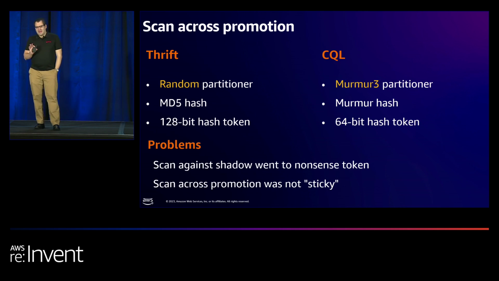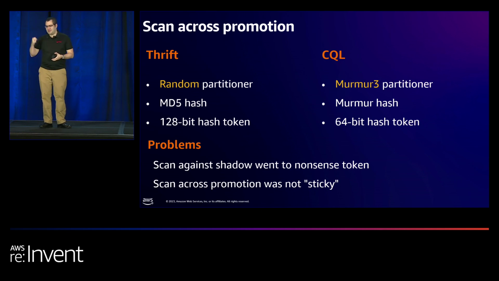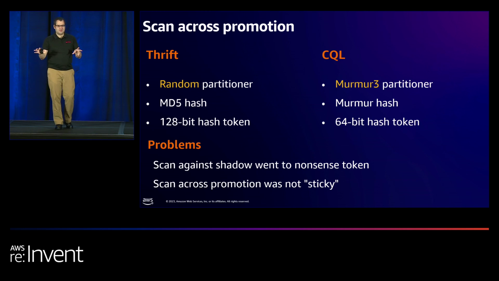But this is problematic when you're trying to shadow scans across these two data sets. In particular, if you had a primary that was Thrift and you were shadowing the same scan to CQL, the CQL implementation would decode the page token and would see a 120-bit hash token and be like, well, that's a completely invalid ring position. So the scan would go to a nonsense token. Even if you normalize the tokens to 64-bit, they still went to the wrong place, but at least they went somewhere that wasn't an error.